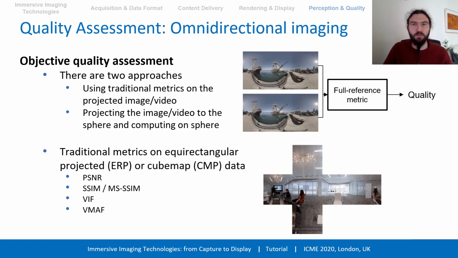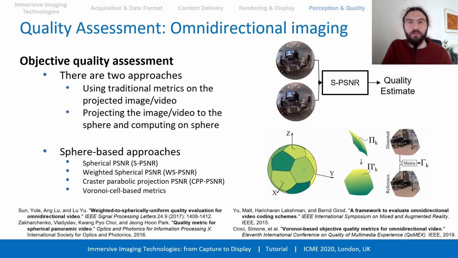For the objective quality estimation of omnidirectional images and videos, there are two approaches. First approach is to use traditional quality metrics on the projected image or video. For this purpose, the omnidirectional content is projected onto the planar format using one of the projection methods described earlier. The most popular options are equirectangular projection and cube map projection, and afterwards, the traditional 2D image or video quality metrics such as PSNR, SSIM, multi-scale SSIM, or VMAF are applied over the projected visual, and the quality values are found afterwards.